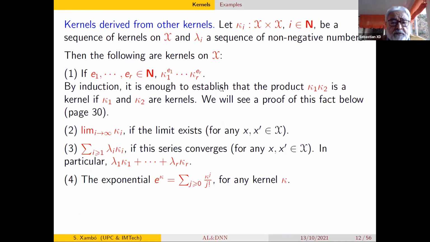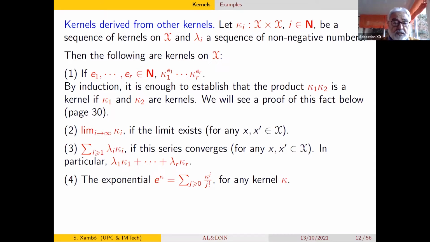Now, kernels derived from other kernels. Suppose you have a family of kernels, kappa sub i on X, where i is any natural number. You may assume that it's bigger or equal than 1 or bigger or equal than 0. It doesn't matter. Let's suppose it's bigger or equal than 1. Suppose that this is a sequence of kernels on X, and that lambda i is a sequence of non-negative numbers. Well, then the following are kernels on X.